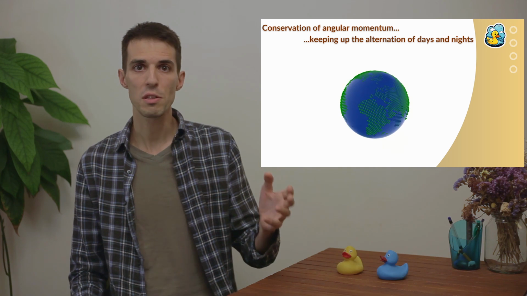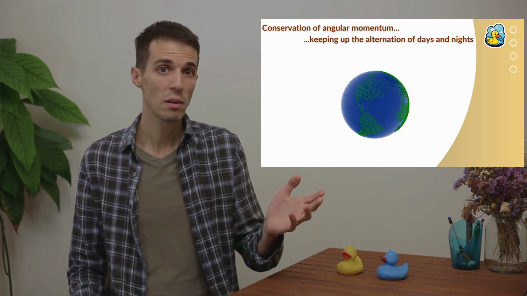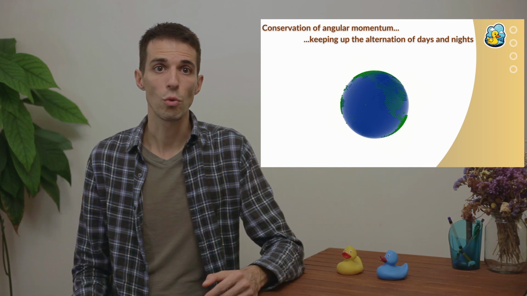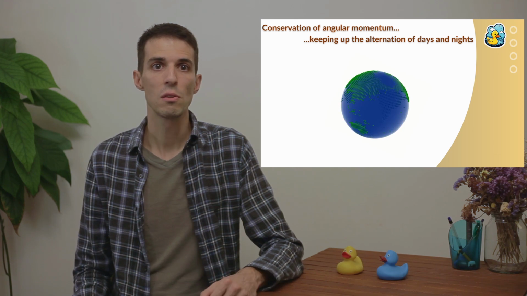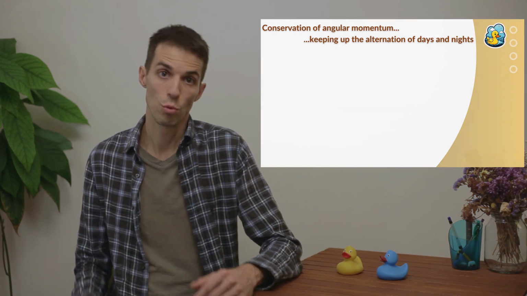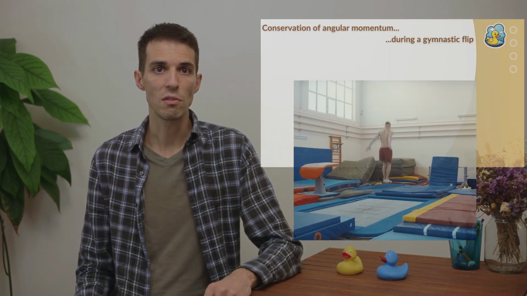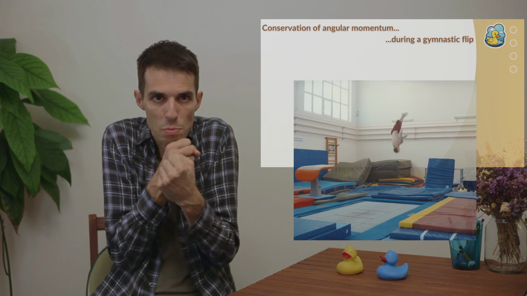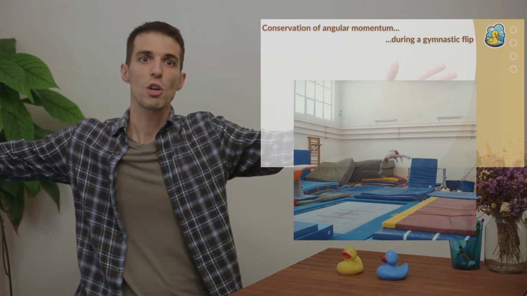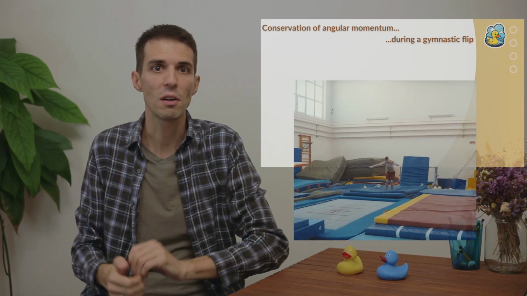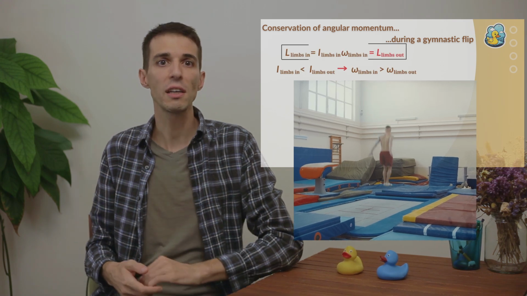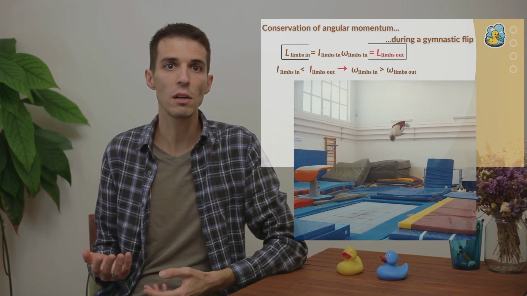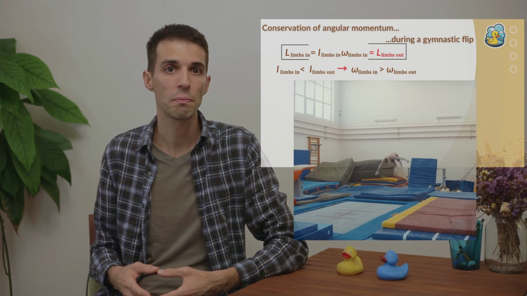Angular momentum conservation shows up all over the place. Ever wonder why Earth's spin doesn't just stop? It's because there is no external torque acting on it from space. That's why it keeps spinning. Good for us. Think about a gymnast or a diver. They tuck their body in midair to spin faster, and then they stretch out to slow down. They are controlling their moment of inertia, I, to change their spin rate, omega, without any external help.